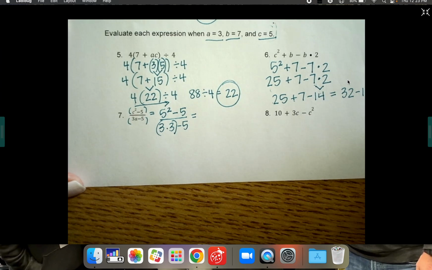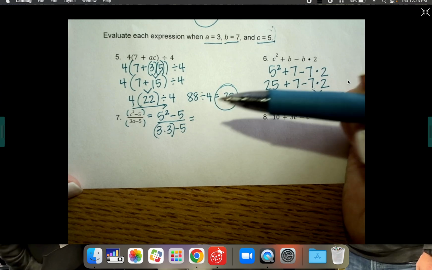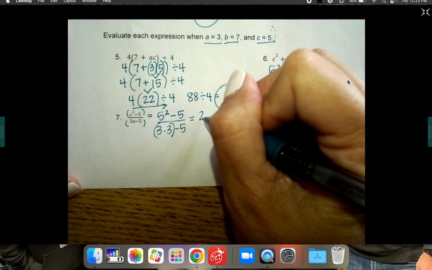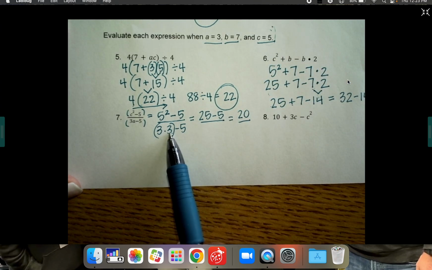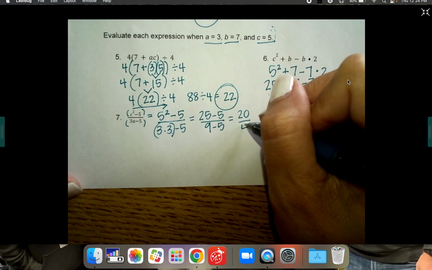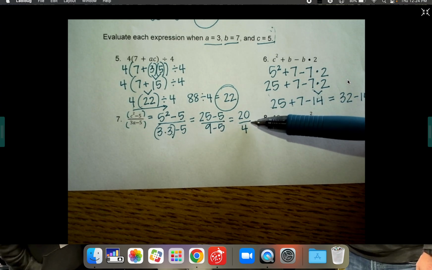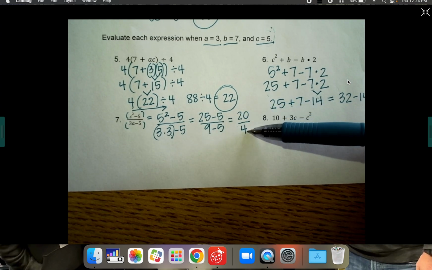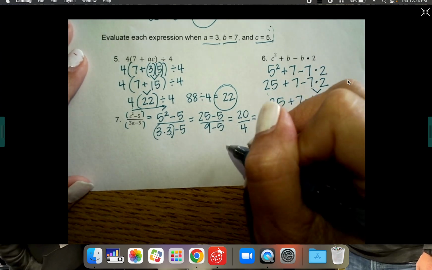Okay, let's solve the numerator first, the top, it doesn't matter. Exponents come before subtract, so 5 squared is 25 minus 5, which is 20. On the bottom, multiply comes before subtraction, so 3 times 3 is 9 minus 5. 9 minus 5 is 4. We're not done because a fraction is a division problem. So top divided by bottom, 20 divided by 4 is 5.